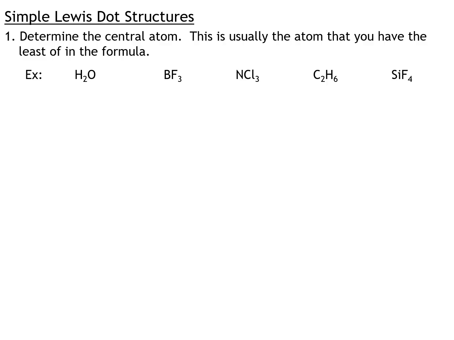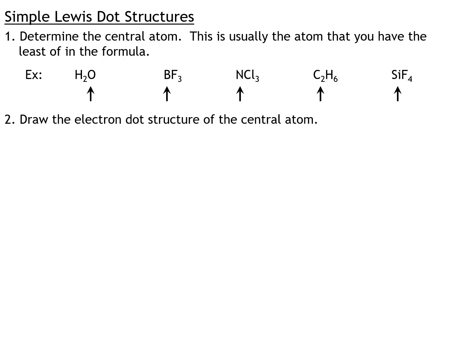So the first step is to determine the central atom. The central atom is the one that's going to go in the middle. Everything else is going to be attached to it. It ends up being, most typically, the one that you have the least number of. So water would be oxygen, BF3 would be boron, nitrogen trichloride would be nitrogen, C2H6 would be the 2 carbons, but they're both going to go in the middle. And then silicon tetrafluoride would be silicon. So now we draw the electron dot structures.